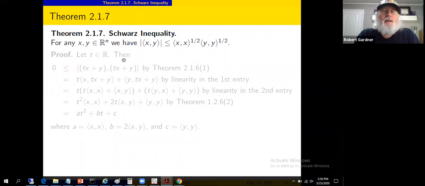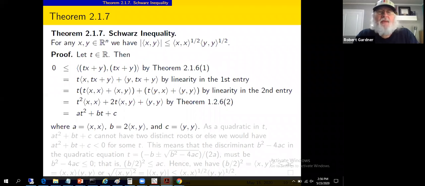So let x and y be vectors in Rn. We're going to make this claim here. Okay, we'll prove this from scratch. You might think, well, let's take x and y and write them in terms of components. So we're going to go at it in a slightly different way and use properties that we know of inner products. Okay, let t be a scalar.